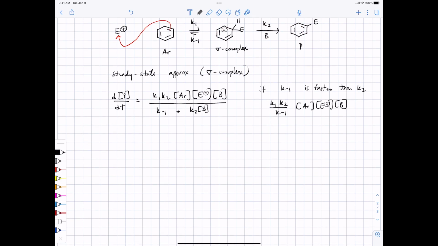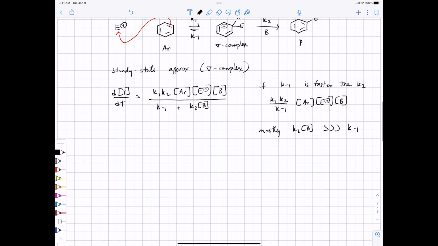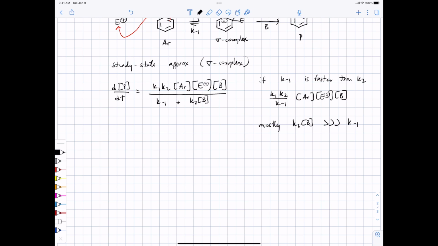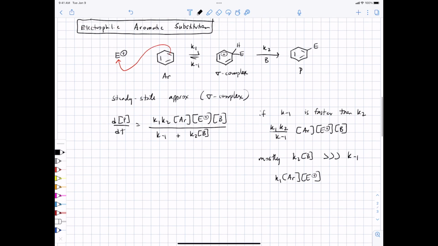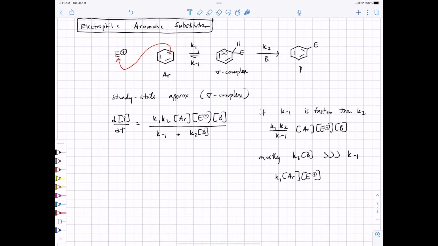So mostly K2 times B is going to be much greater than K-1. And when that happens, your rate law simplifies to K1 times the arene times the concentration of the electrophile. And that's what you would expect if this indeed is the rate determining step. All right.